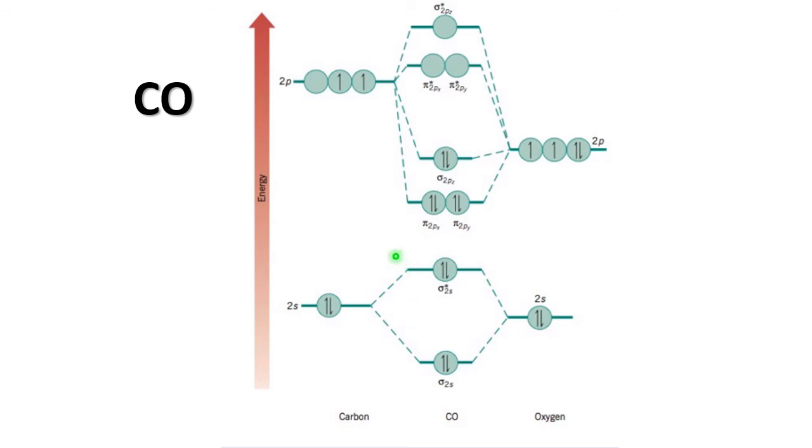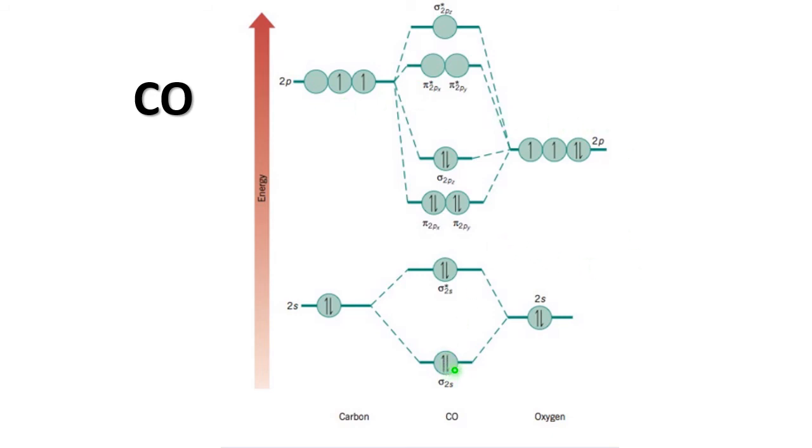Now let's look at carbon monoxide. There are 2 different atoms here, carbon and oxygen, and oxygen is more electronegative and its orbitals have lower energy. Oxygen has 6 valence electrons and carbon has 4. 1, 2, 3, 4, 1, 2, 3, 4, 5, 6. So total number of electrons will be 10.